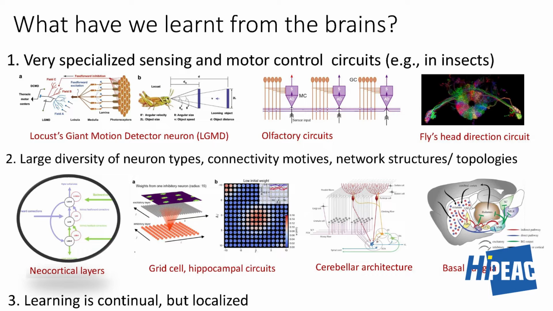The second insight: there's a large diversity of neuron types, connectivity motifs, network structures, and topologies. I'll give you a couple of very important examples. The first one is the neocortical layers. First, the basic neurophysiology: the cortex is the thing that makes us smart. And the cortex is not just a sheet of neurons, it's a six-layer sheet of neurons. There are six layers in the cortex all over the brain, in visual areas, auditory areas, everywhere.